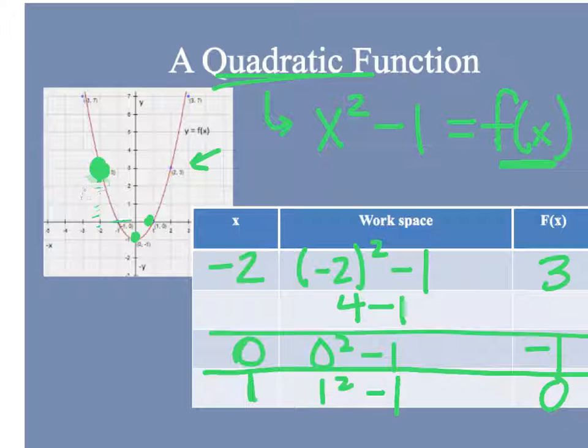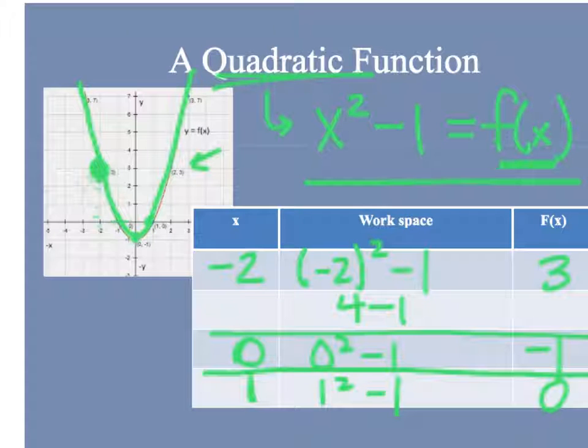So the rule right here can be translated into a table of values. And then every point on this graph follows this rule. So if I put in 2, 2 squared minus 1 is 3, sure enough, there it is. Every point on there fits.